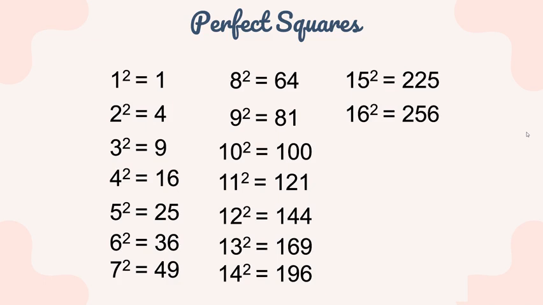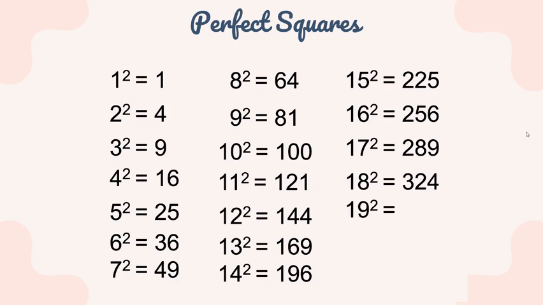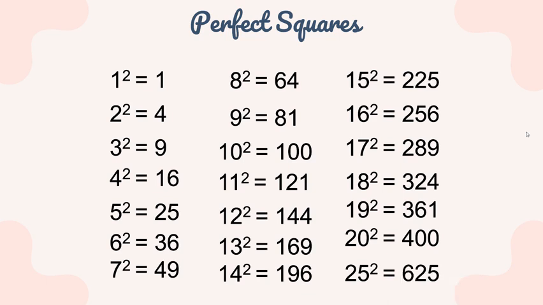16 squared is 256, 17 squared is 289, 18 squared is 324, 19 squared is 361, and 20 squared is 400. 25 squared is 625, okay? These are the ones you will be dealing with most frequently, especially that list 1 through 15. So if you could go ahead and get those memorized, it will make your life 10 times easier, I promise you.